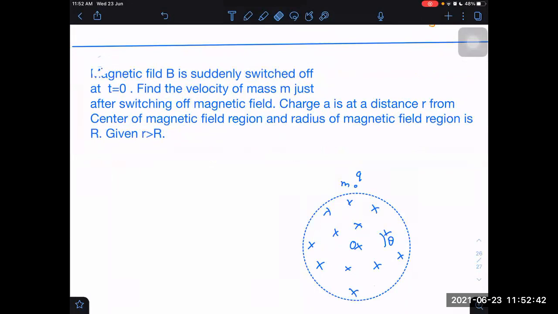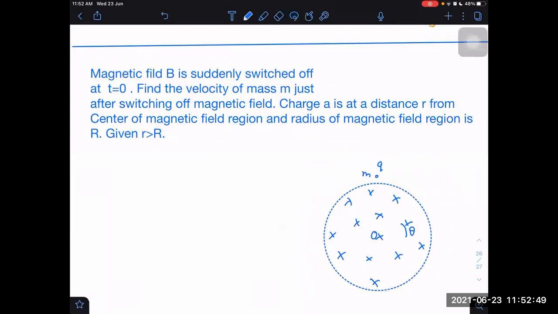This is a question. Mass I forgot to mention again. Given R is greater than r, and given mass is also mentioned. Yes, mass is mentioned. Oh, not clear again. Let me edit.